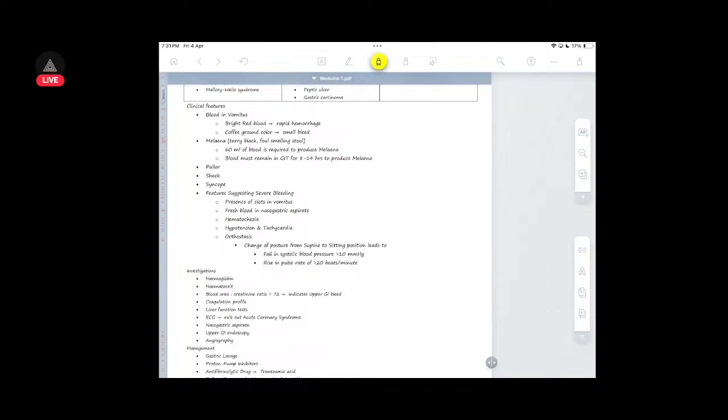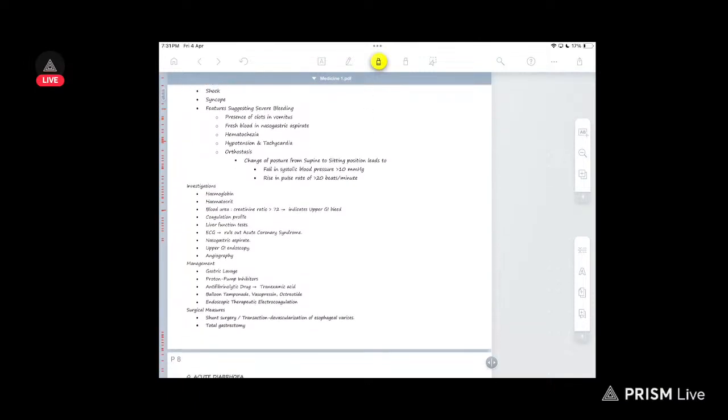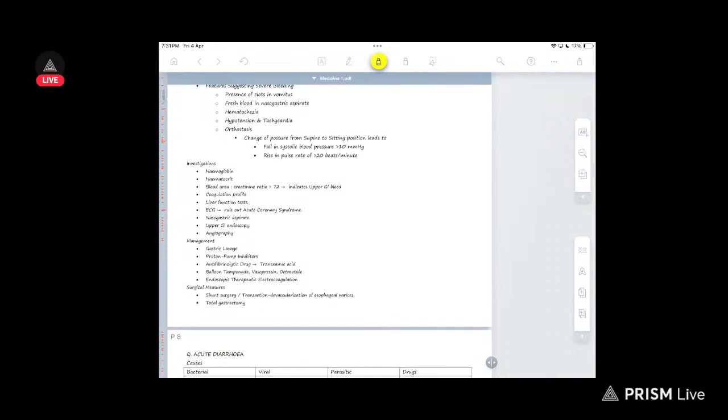So you have signs of pallor, shock, syncope, features suggesting severe bleeding, and you have fresh blood in the nasogastric aspiration. There are clots in the vomitus, hematochezia may be there. Hematochezia is suggestive more of lower GI bleeding. Hypotension and tachycardia will be there.